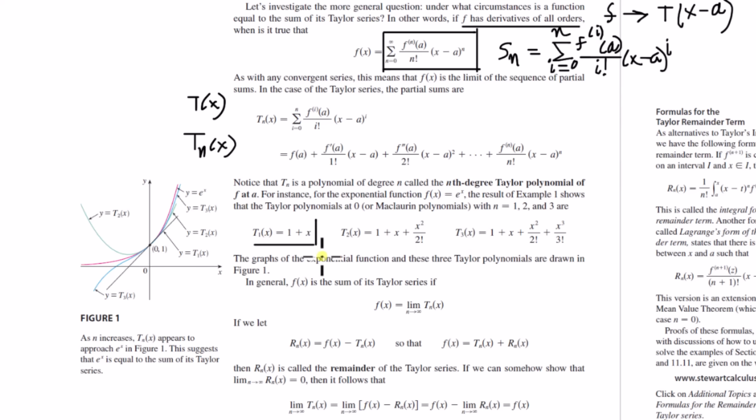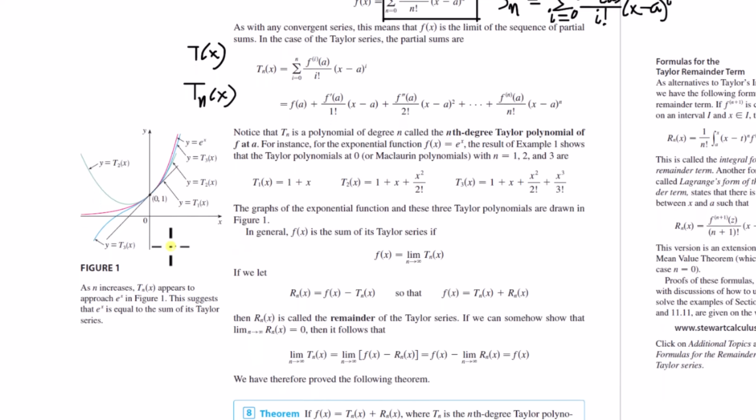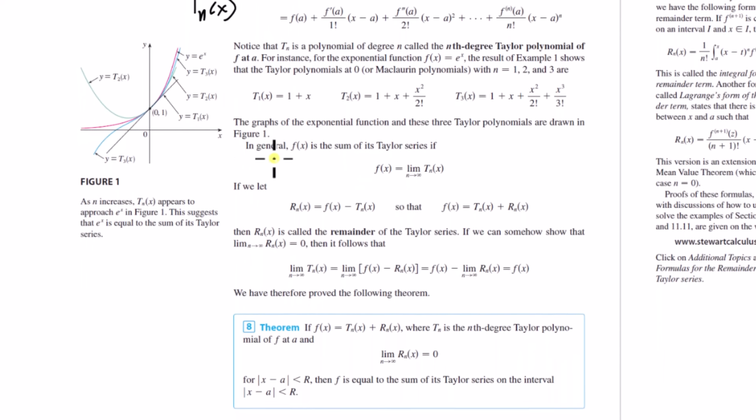But okay, what we're going to do is use this perspective of looking at the infinite Taylor series, the Maclaurin series, as a partial sum to prove that a function is equal to its Taylor series. So okay, they state this here.